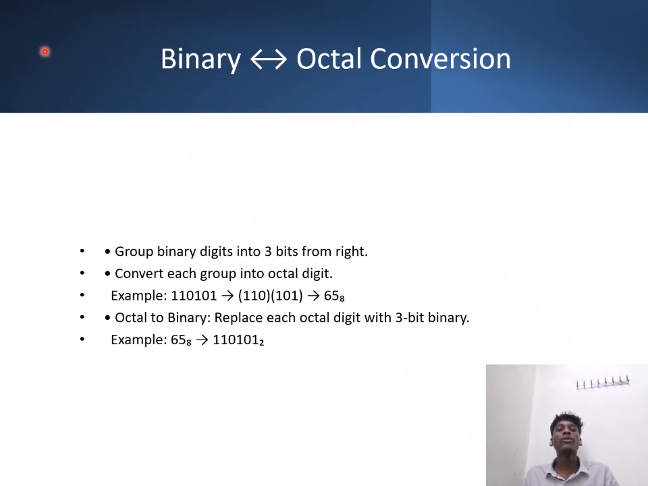Now we will see the conversion from octal to binary. It is a simple process. We can simply replace each octal digit with its 3-bit binary digits using the 421 code. Here is the example for converting an octal number into a binary number.